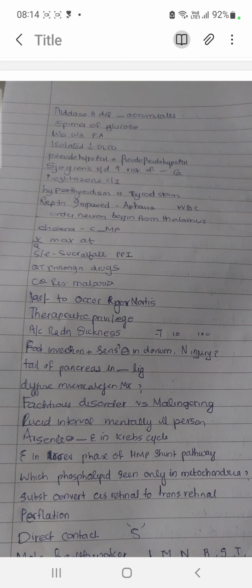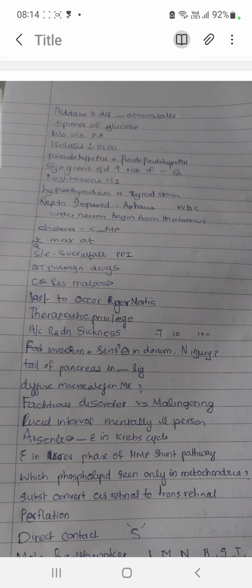Repetition is impaired in Wernicke's, Broca's and conduction aphasia. But if the question was transcortical sensory or motor, repetition will be normal. So it is impaired in these three. Then, which order neuron in thalamus? Thalamus is third order. Cholera, it is cyclic AMP.